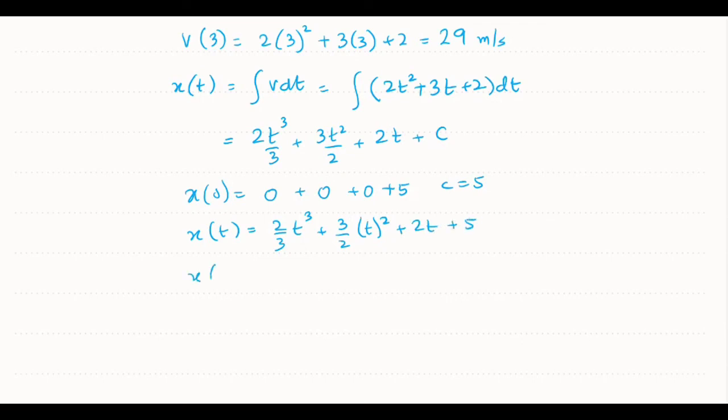And then x at t equals 3, just substitute 3 here: 2 by 3 times 3 cubed plus 3 by 2 times 3 squared plus 2 times 3 plus 5, and that would come out to 42.5.